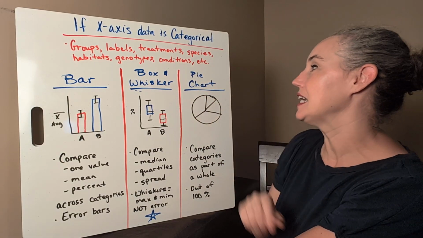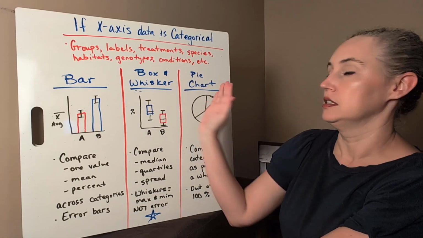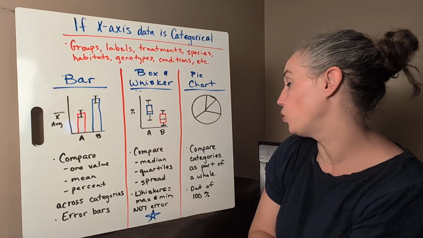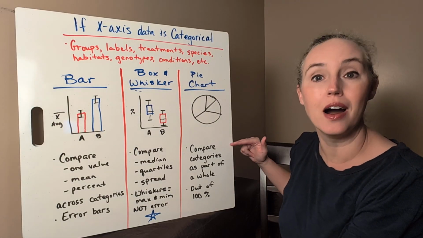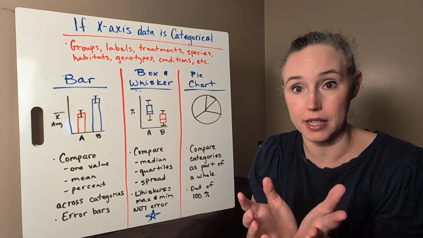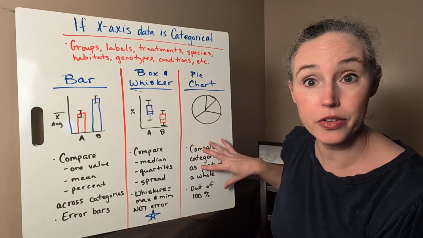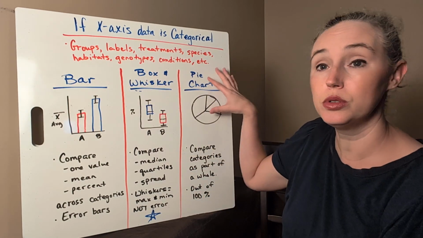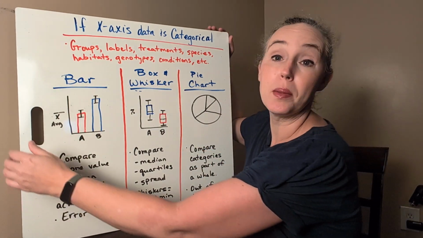And then finally, a pie chart. We got a different category in each wedge. And here we're comparing categories as part of a whole out of a total of 100%. So depending on what pattern you're going for, you're going to choose the graph type that makes sense for you.